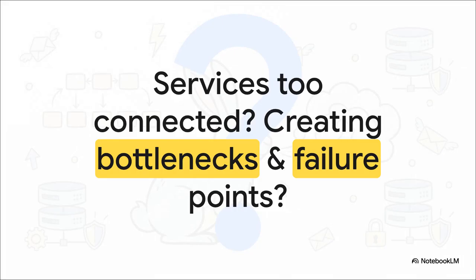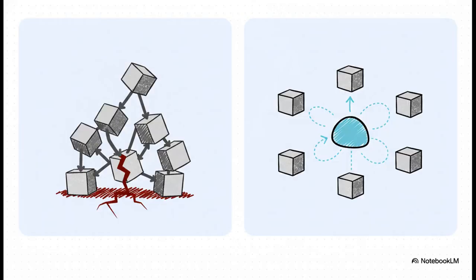So let me ask you a question. Does your system ever feel like a tangled web, where everything is so tightly connected that if one little piece wobbles, the whole thing threatens to come crashing down? Yeah, it's a huge headache for developers. And this slide just lays it all out, doesn't it? On the left, you've got that tightly coupled world. It's brittle, it's a nightmare to scale, and good luck maintaining it.